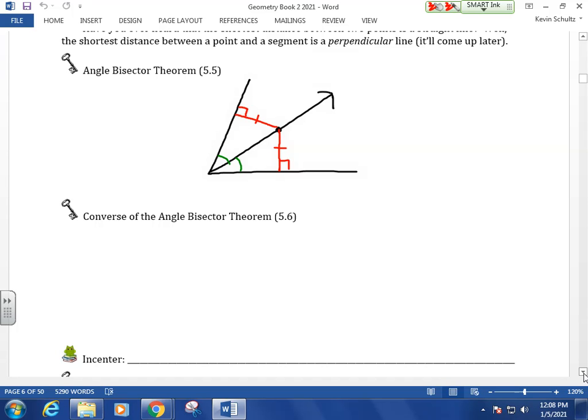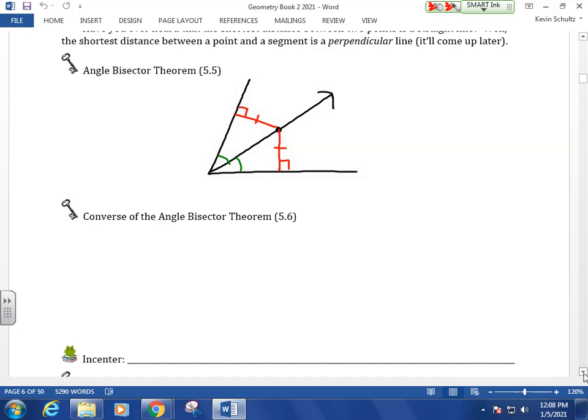So what an angle bisector tells us is that any point on that bisector is equidistant from the sides of the angle, so segments that can be drawn from the point to the side of the angle. The catch here, though, is that they have to intersect the side at a 90-degree angle, right?